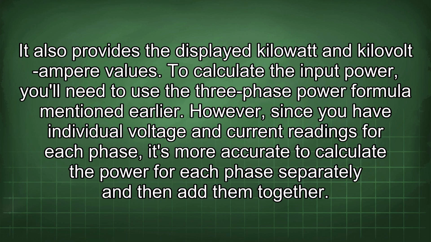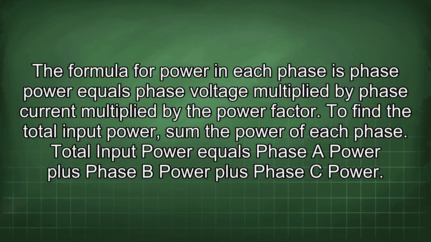To calculate the input power, you'll need to use the three-phase power formula mentioned earlier. However, since you have individual voltage and current readings for each phase, it's more accurate to calculate the power for each phase separately and then add them together. The formula for power in each phase is phase power equals phase voltage multiplied by phase current multiplied by the power factor. To find the total input power, sum the power of each phase. Total input power equals phase A power plus phase B power plus phase C power.